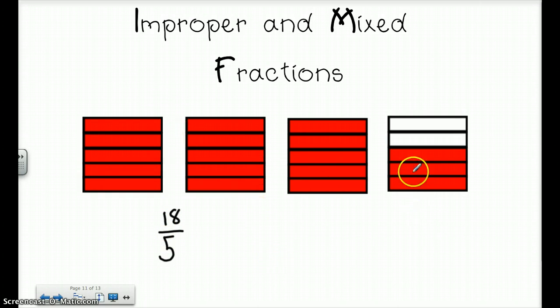18 pieces. Okay, if I were sharing this, I would have 18 that would shade it red, but I still cut them into fifths, so that's going to be my denominator. Over here, my denominator is going to be a fifth because I have 1, 2, 3 wholes and 1, 2, 3 fifths. So my mixed fraction is 3 wholes and 3 fifths are shaded in. My improper fraction is 18 fifths are shaded in.